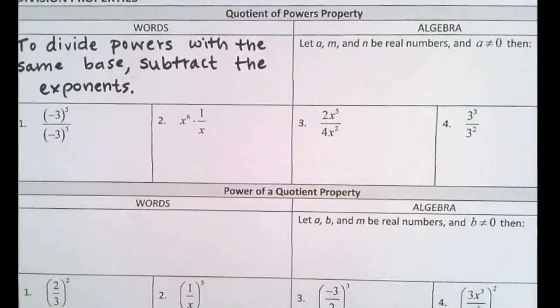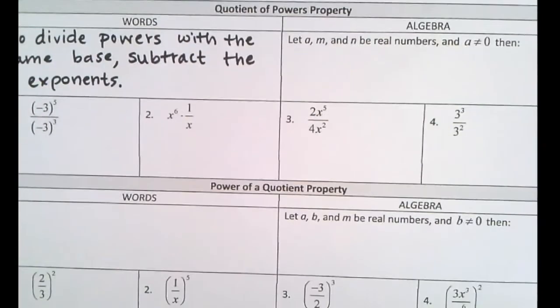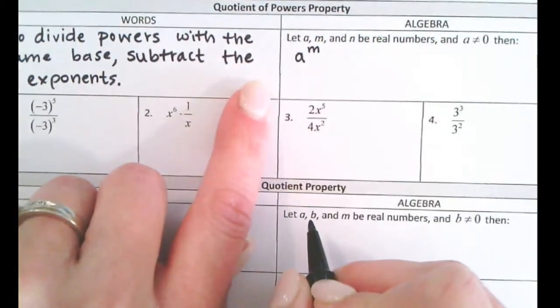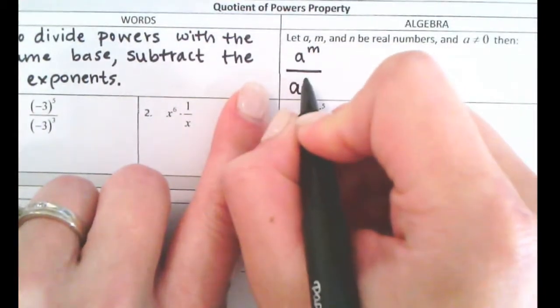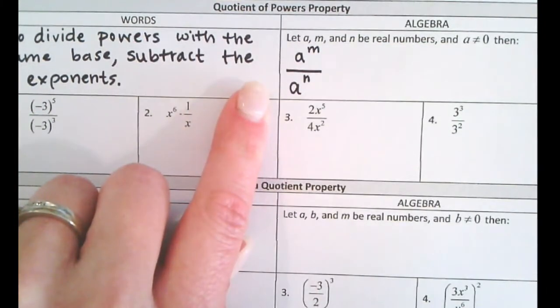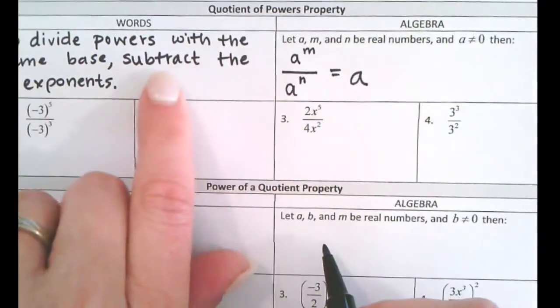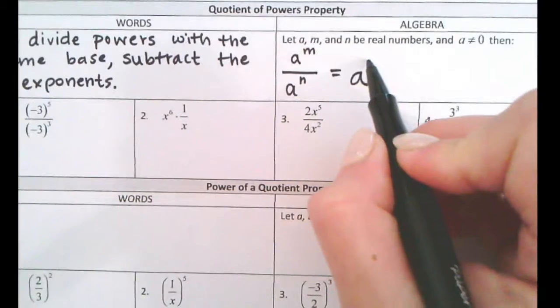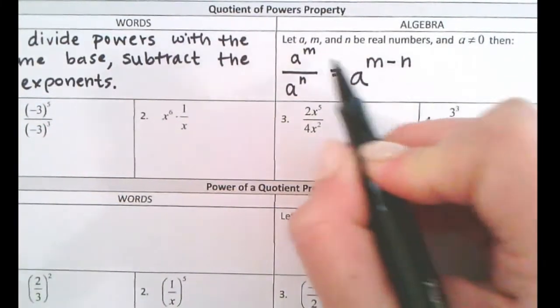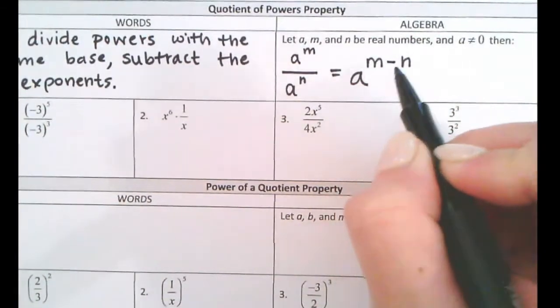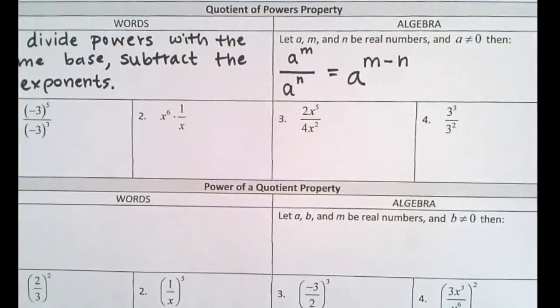Let a, m, and n be real numbers and a not equal to 0, because we are going to be dividing. We don't want to divide by 0. Then a raised to the power of m divided by a raised to the power of n, I keep that same base of a and I subtract the exponents, m minus n. When we get to actually simplifying these, we will simplify those problems out.